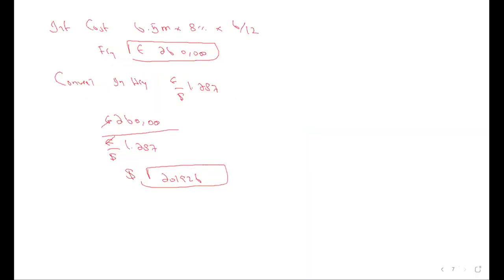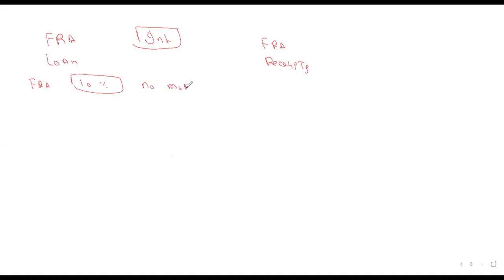Let me give you a brief explanation about the forward rate agreement. The FRA is on the loan and FRA is on the receipts. And FRA we use for the interest. The FRA is not available for the currency. It is available for the interest. For example, we say that we have booked FRA at a rate of 10%. It means that we are saying that we are going to pay no more than this. This is the maximum.